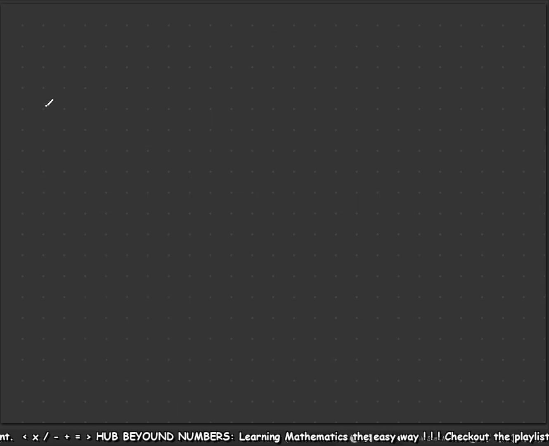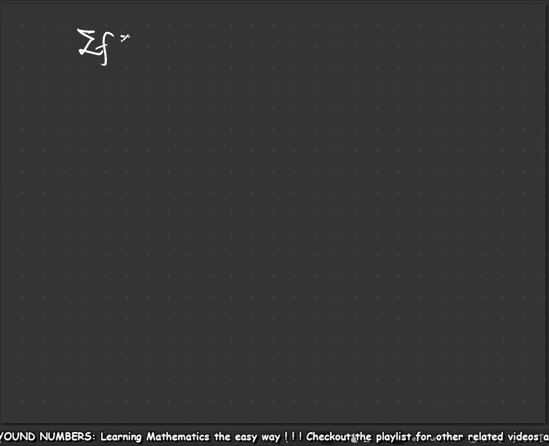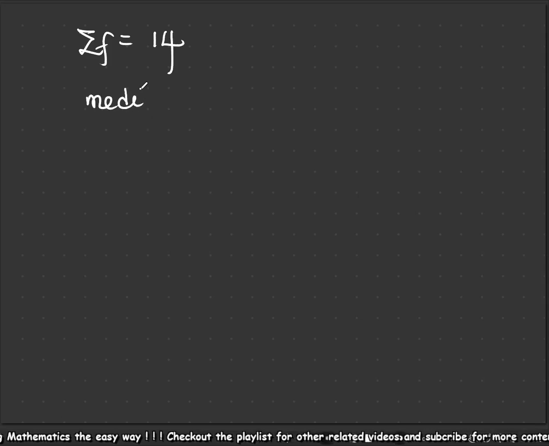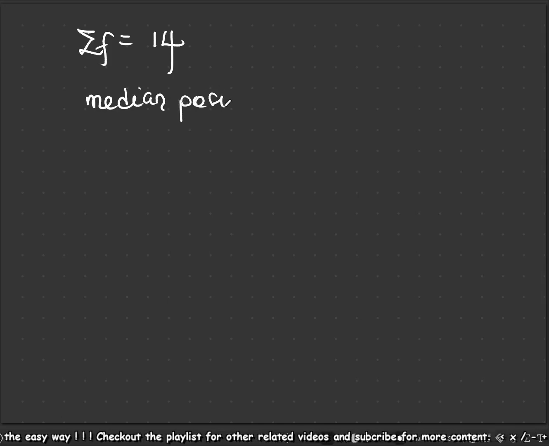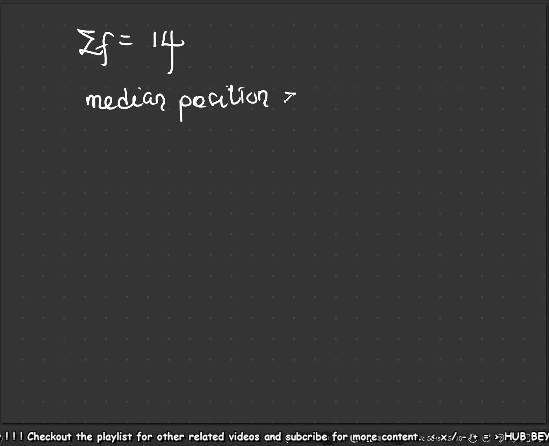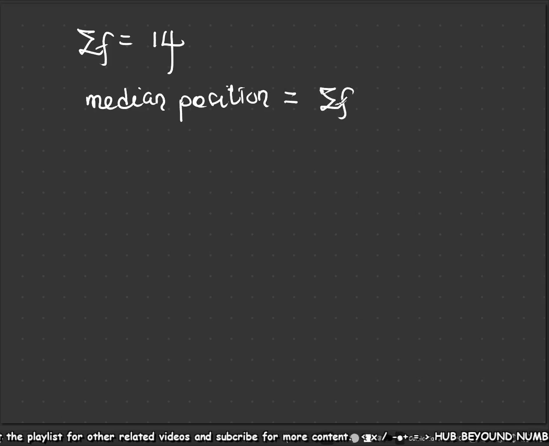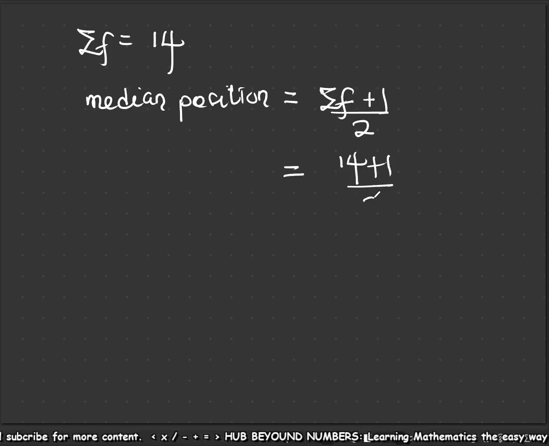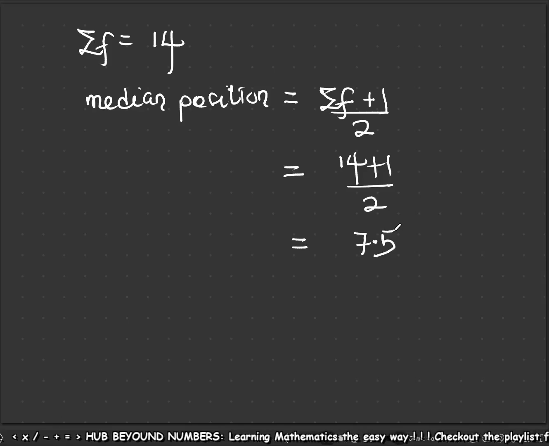Okay, so let's take note that we had sigma f to be 14, right? Then our median position. So our median position, we said its value is sigma f plus 1 all over 2. And that is 14 plus 1 all over 2. And 14 plus 1 all over 2 gives us 7.5. Now, anytime you solve and then you get a decimal, such as this 7.5.